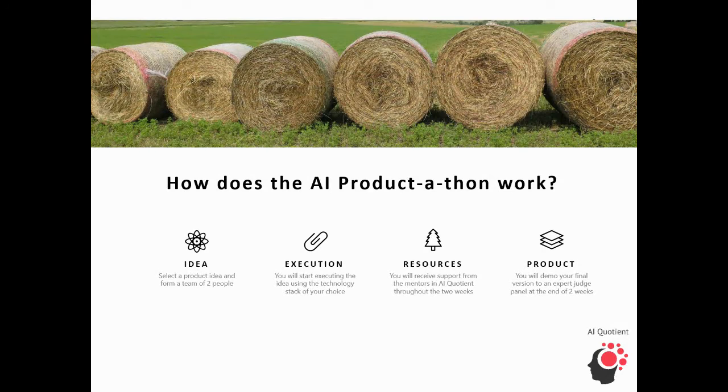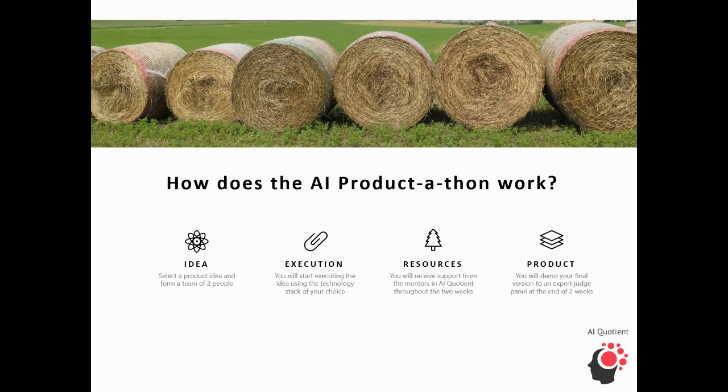First, you get to pick one of the five ideas, which I'm going to explain, and then you are going to figure out what is the best way, what is the technology stack that you are comfortable with that will help you execute the solution to these problem statements. And then you are going to get support from the mentor pool at AI Quotient. You'll be part of a Slack channel through which you can frequently collaborate, get your queries addressed, or gain knowledge on the areas that you are not really comfortable with.